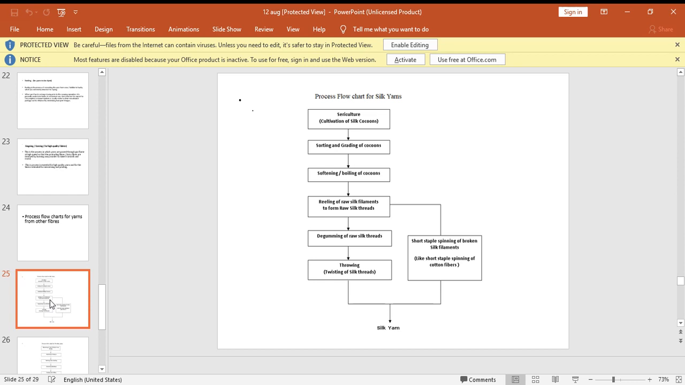And wherever in the reeling of raw silk filaments to form silk threads the filament breaks, it can be reused, that is short staple spinning of the silk filaments to silk yarn.